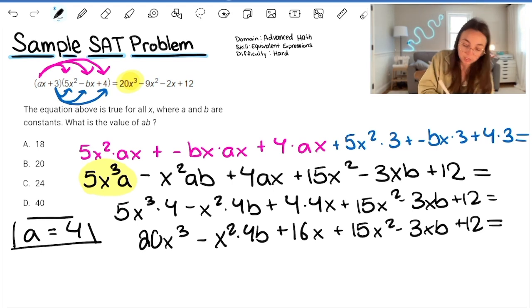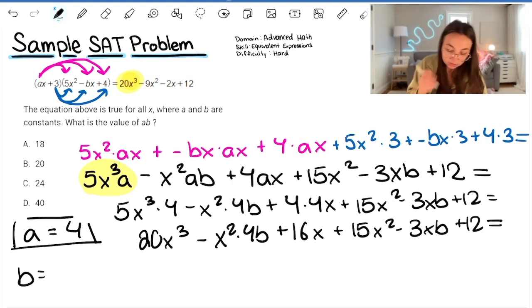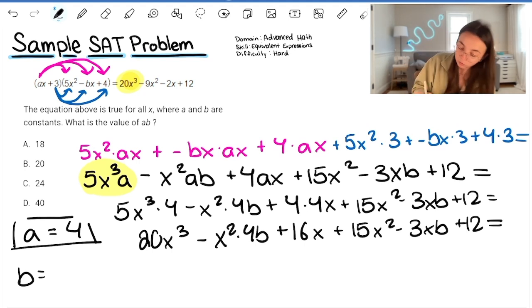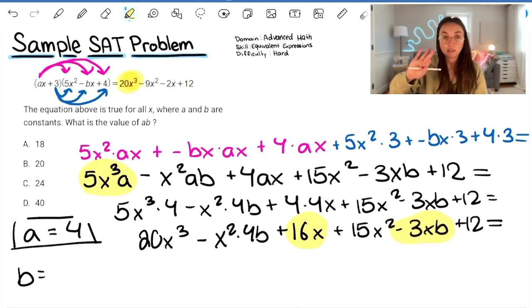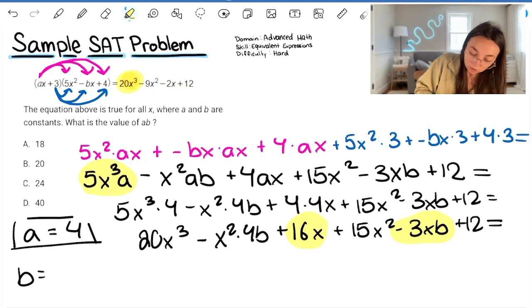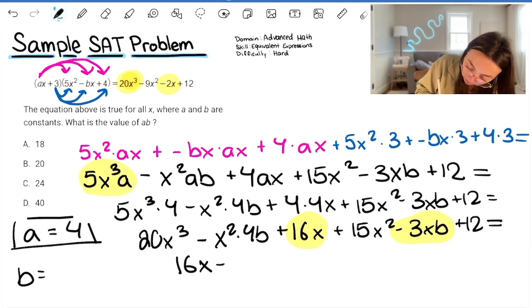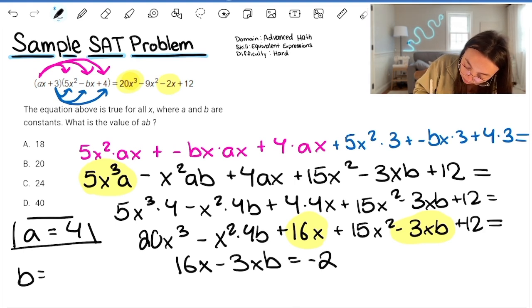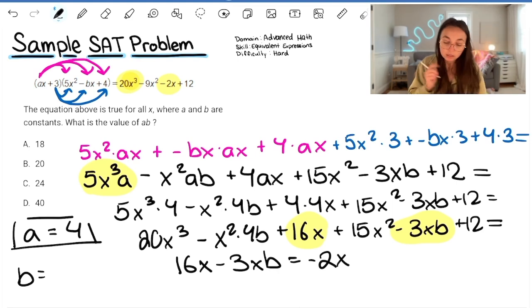All right, now we're looking for b, okay? Let's just do the x's. So we've got 16, I'll highlight that. Let's just deal with that one and this here, those two, because the x's are just to the first power, okay? And we're going to compare that to negative 2x. So we're going to have 16x minus 3xb equals negative 2x, and we are going to solve for b.